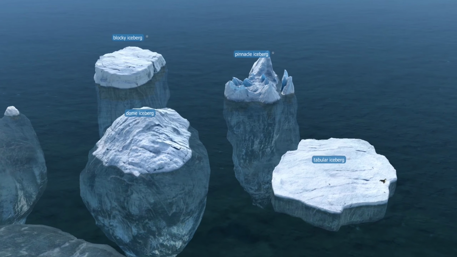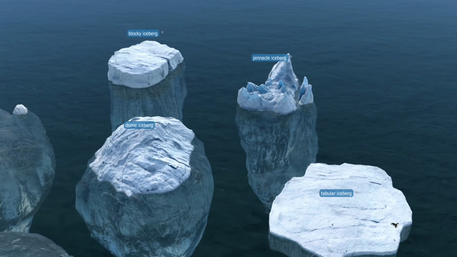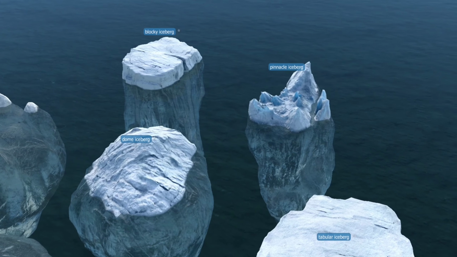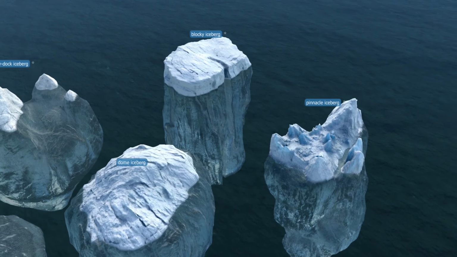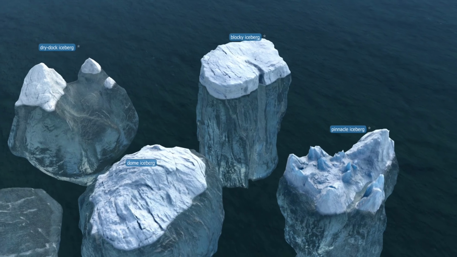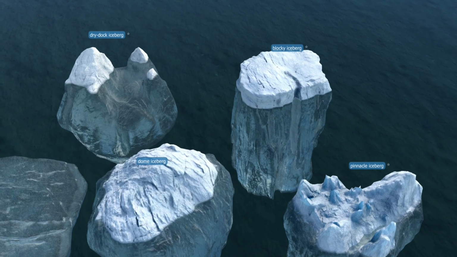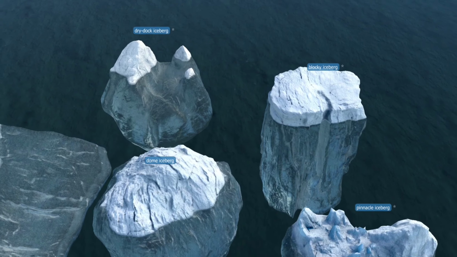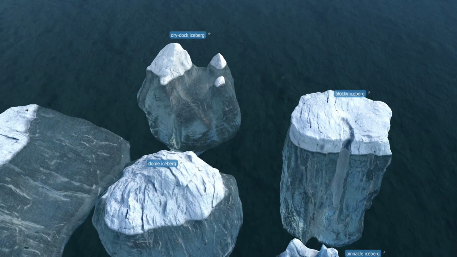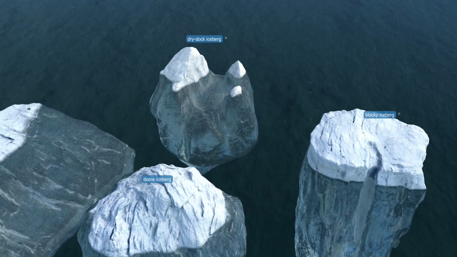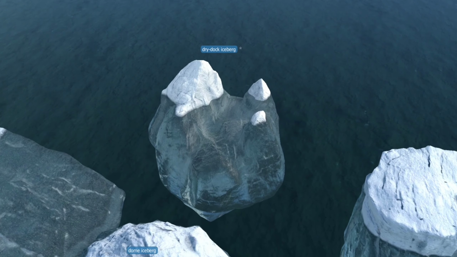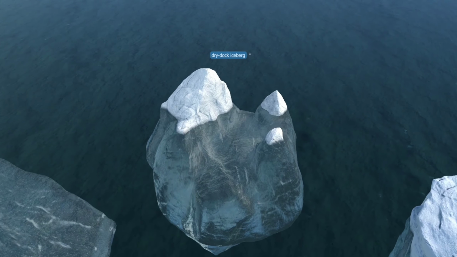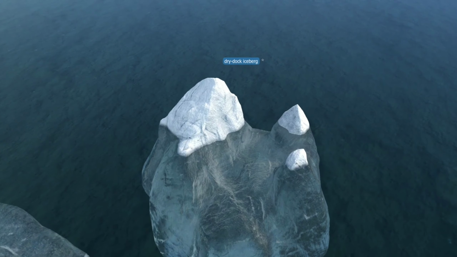Icebergs are of various shapes. They are classified as tabular, dome, wedge, pinnacle, blocky, and dry dock icebergs. Dry dock icebergs have a U-shaped slot or channel in the middle due to erosion. The bottom of this slot is usually located below sea level, thus making it look like two individual icebergs. This is what makes this type of iceberg rather dangerous.